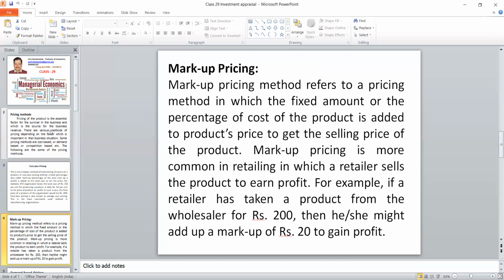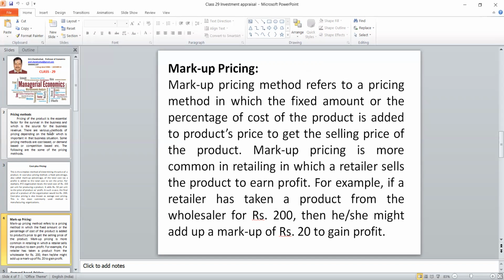For example, the same example I can give. If a retailer has taken the product from the wholesaler at 200, then the retailer will add a markup of rupees 20, 10% profit, and he will sell that particular product at 220 rupees. In the previous case, 150 is the cost of production, 50 rupees is the profit of the firm, and it will be sold for 200.